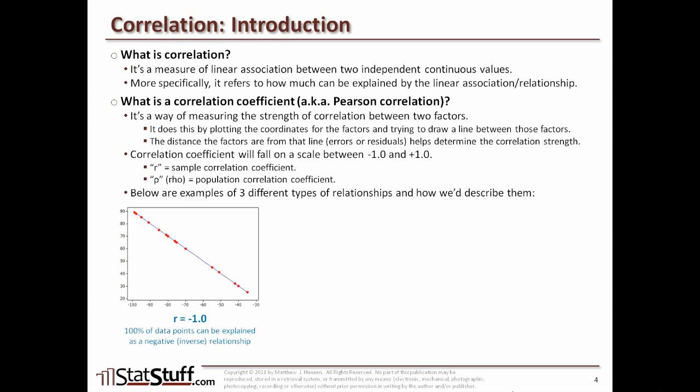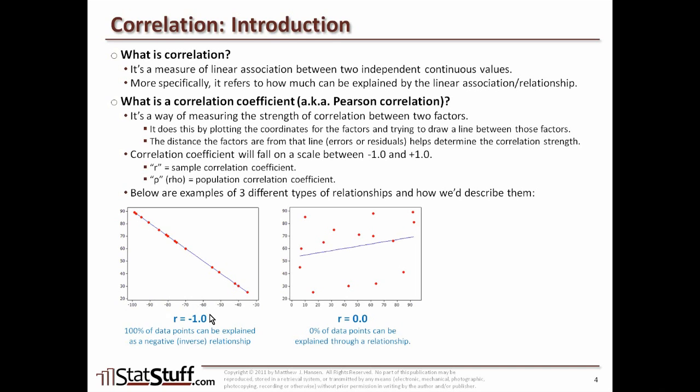First, on the left, this is an example if we had an R value, the sample correlation coefficient, of -1, the lowest possible extreme, or like -100%. What this is basically saying is that 100% of the data points can be explained as a negative, or inverse, relationship. That is, as one factor goes up, the other factor immediately goes down. So they're inverse from each other. One goes up, the other one automatically goes down. And when we say this is the extreme, they all fit on the line, and this is the extreme type of example where you have -100% or -1.0 as your R value.